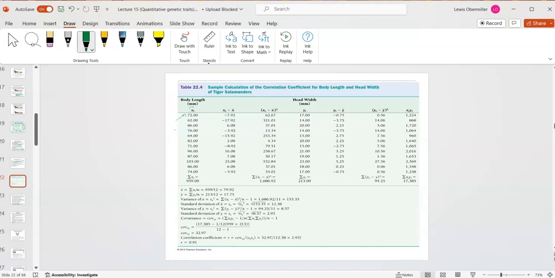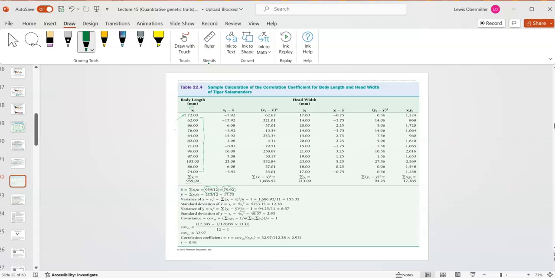So we have x. We're just going to call this i. So here's our body length. We add them all up, right? We sum them. This is our body length. We divide that by the number. So there's 1, 2, 3, 4, 5, 6, 7, 8, 9, 10, 11, 12 salamanders in this population. So the sum of all the body lengths divided by 12 gives us 79.92.